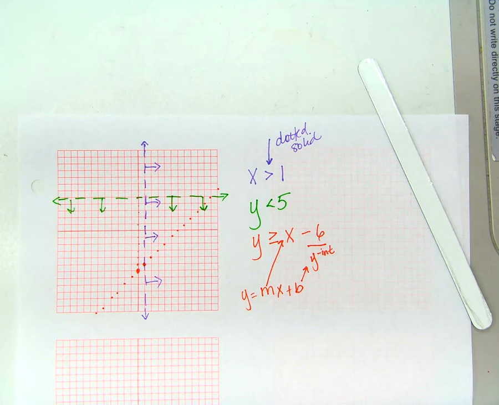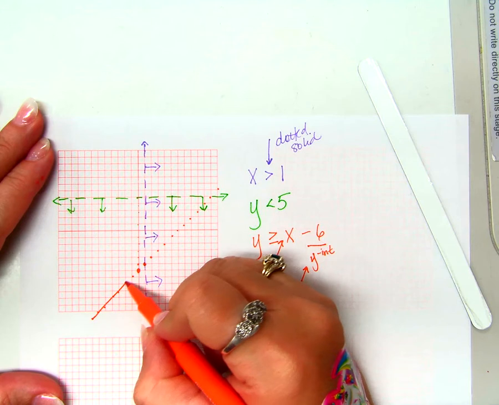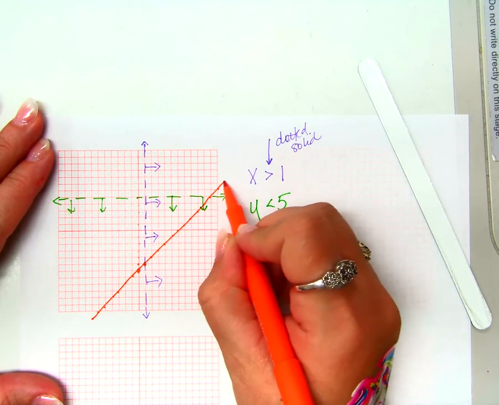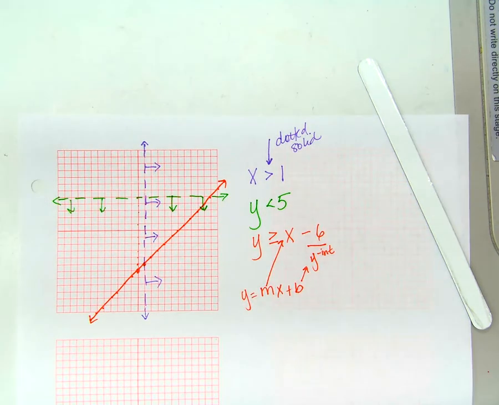Okay? Now, what kind of line is this? I know you already told me it was a solid line or a straight line, right? But it's a solid line as well, right? It's not dotted this time like the other 2 are. And where would I shade this line?